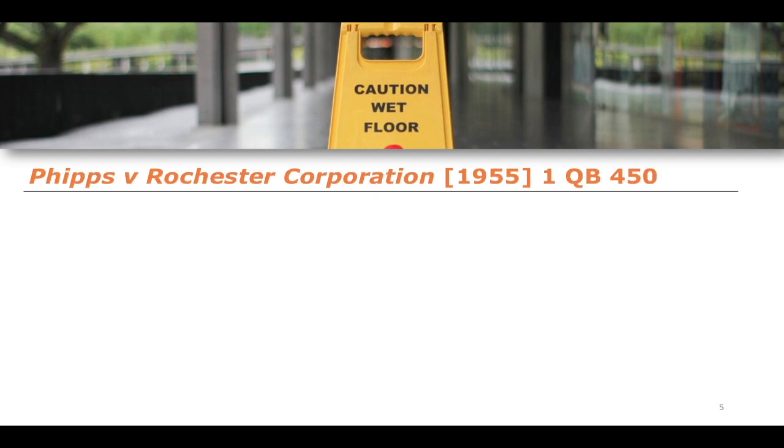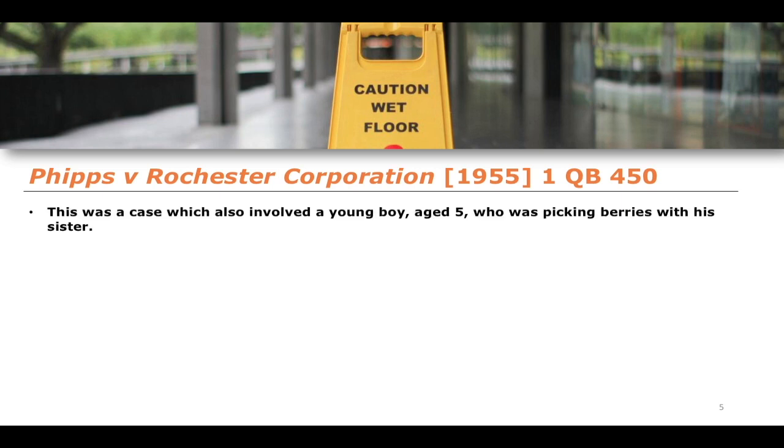Another illustration of this comes just before the introduction of the Occupiers Liability Act in 1955. The case of Phipps versus Rochester Corporation also involved a young boy, who was picking berries with his sister. The boy was aged 5, so we're talking about a very, very young child here. We're not talking about a child who is 15 or 16 and who may and should know better. We're talking about someone who is 5.